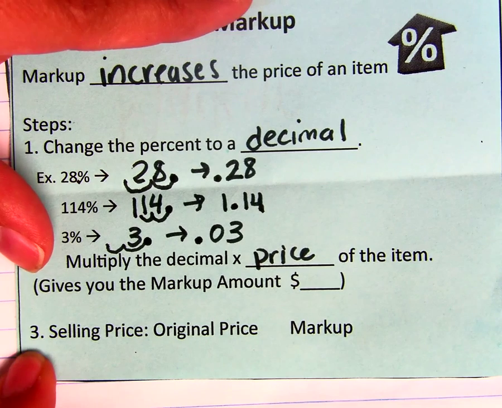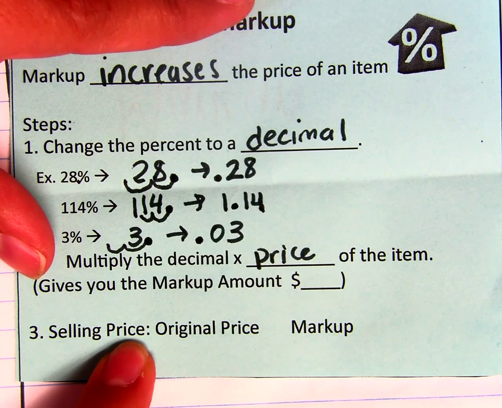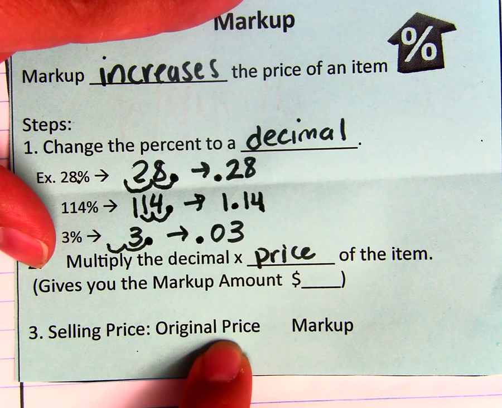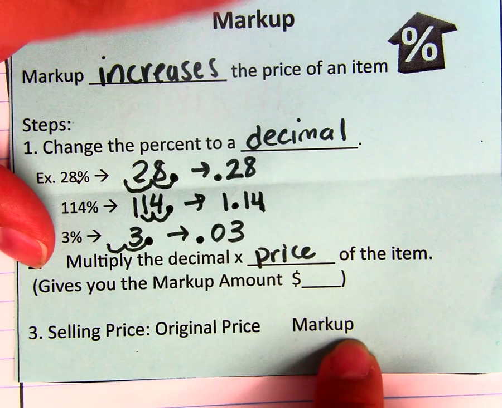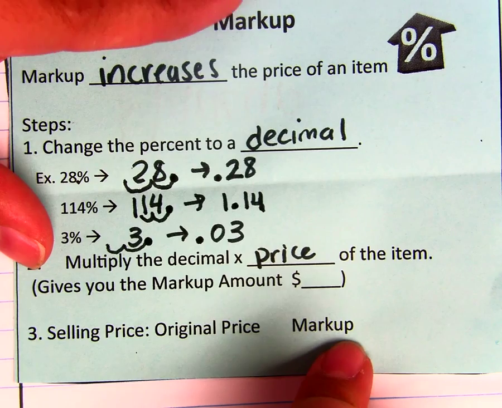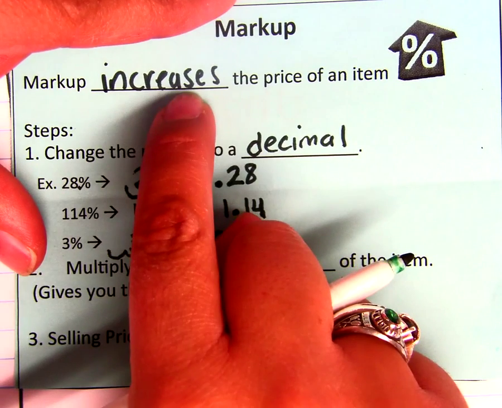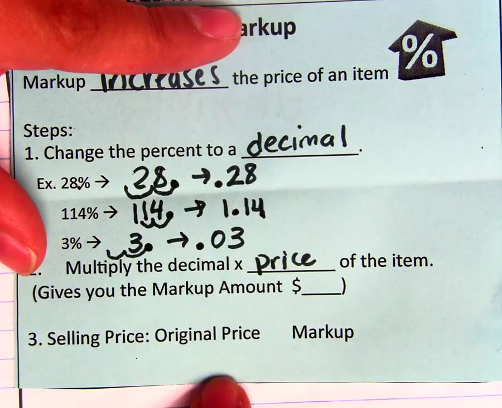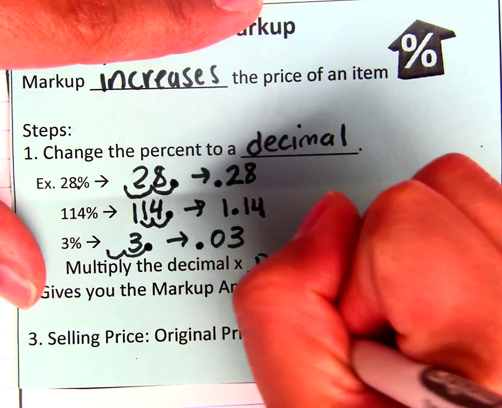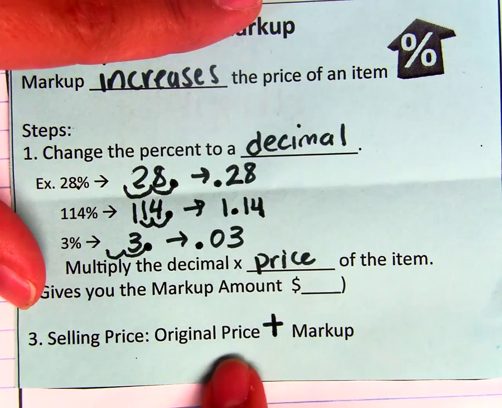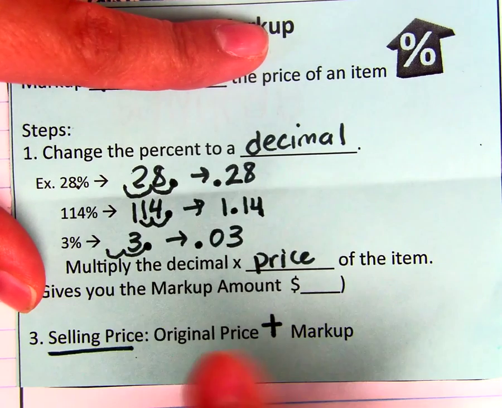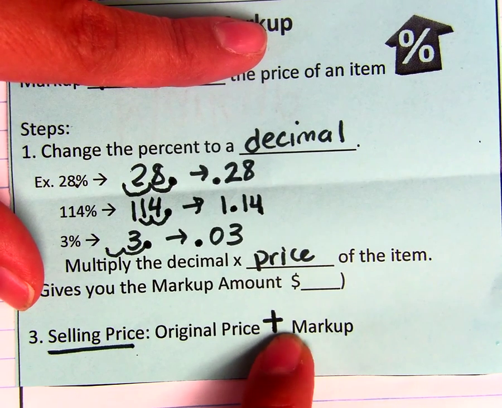And then step 3, the selling price. Selling price is what you're going to buy it for. It's going to be the original price, and then do you think we're going to add or subtract the markup? Subtract. Remember, what's the whole point of markup? We want to increase. So how do we make something more? We have to add. So the selling price is going to be the original price plus the markup.